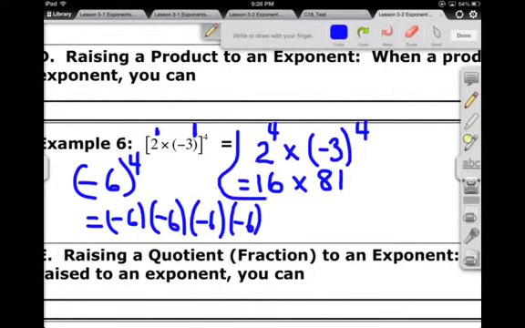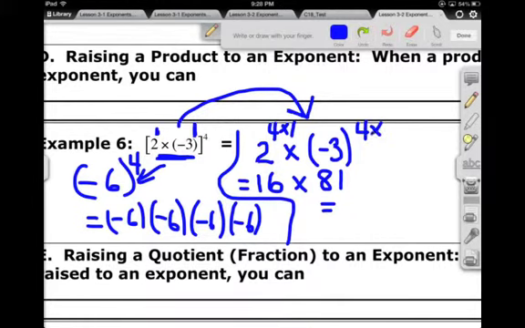I have to wall these off from each other. There we go. Let's see what these equal. Are they the same? If we did the work inside, is our answer the same as if we raised the bits inside? If we raised the 2 to the 4th power and the negative 3, let's see what happens if we did that. Do we get the same answer?